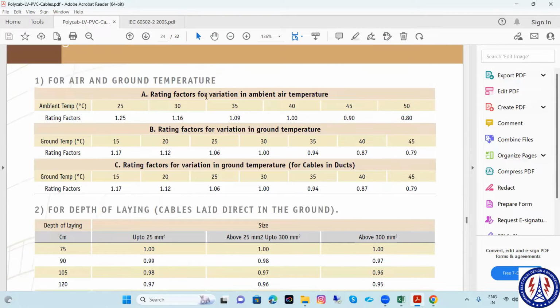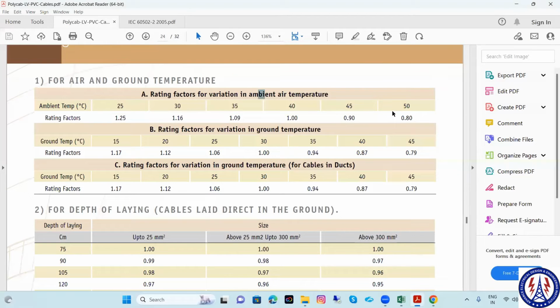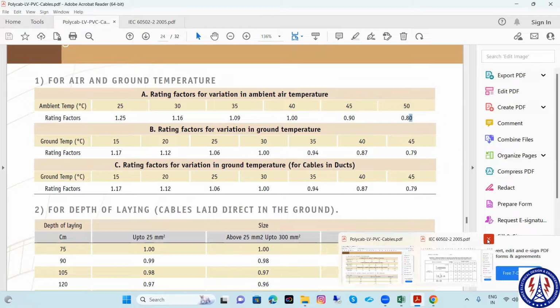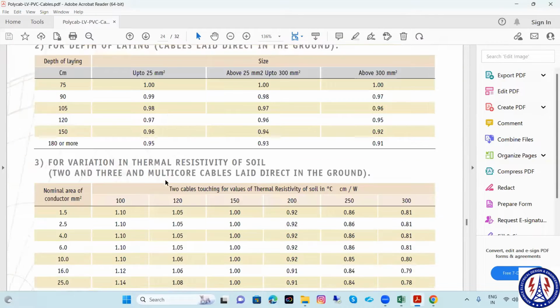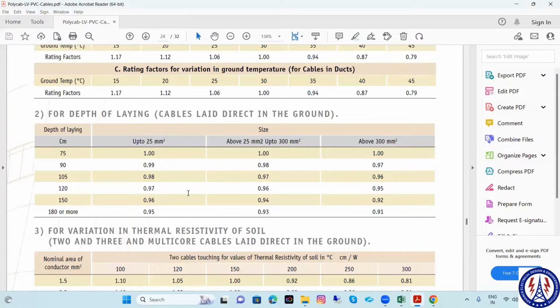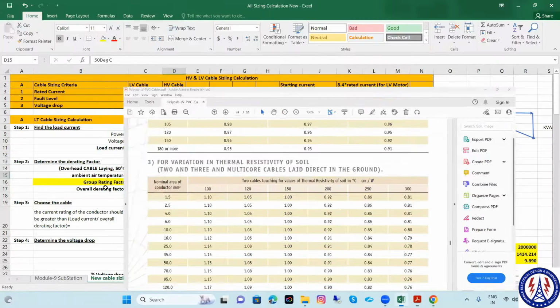Now the first factor is the ambient air temperature. I am assuming that my ambient temperature is 50 degrees centigrade. So the corresponding rating factor available is 0.8. Correct? Clear? Now this is the rating factor. No other factor will be applicable? As per my experience, I know that the second factor is the group rating.